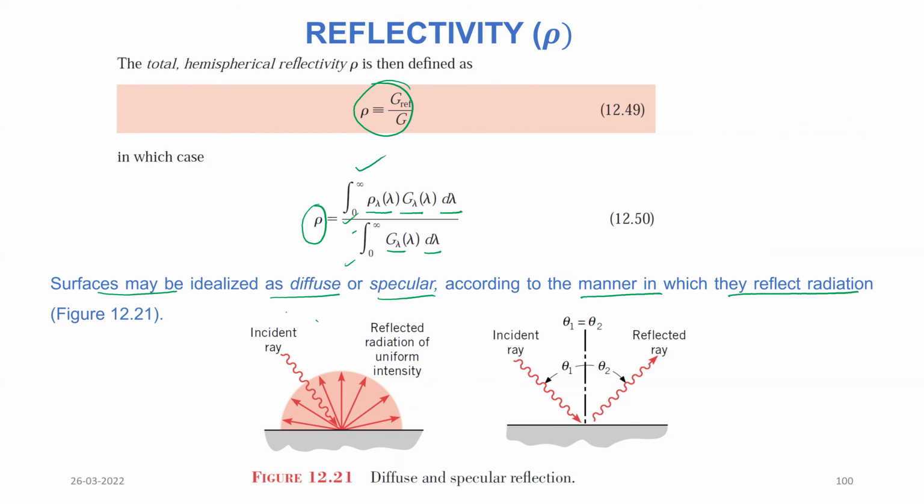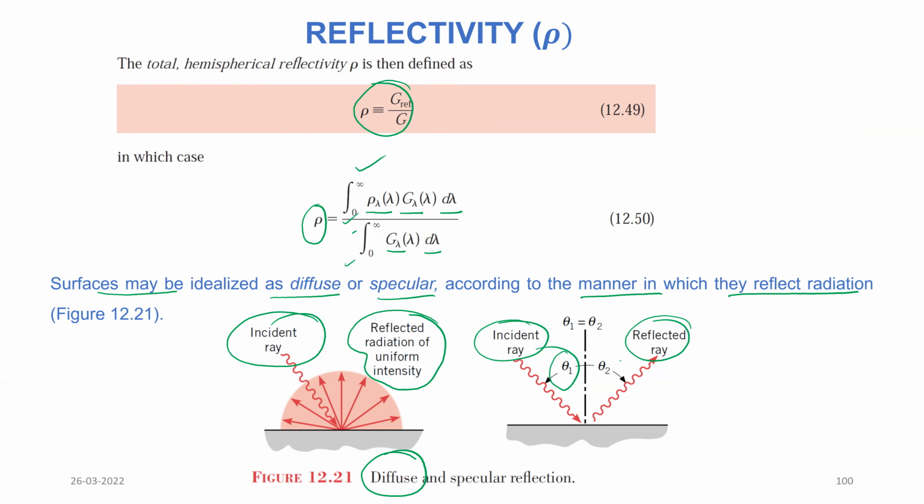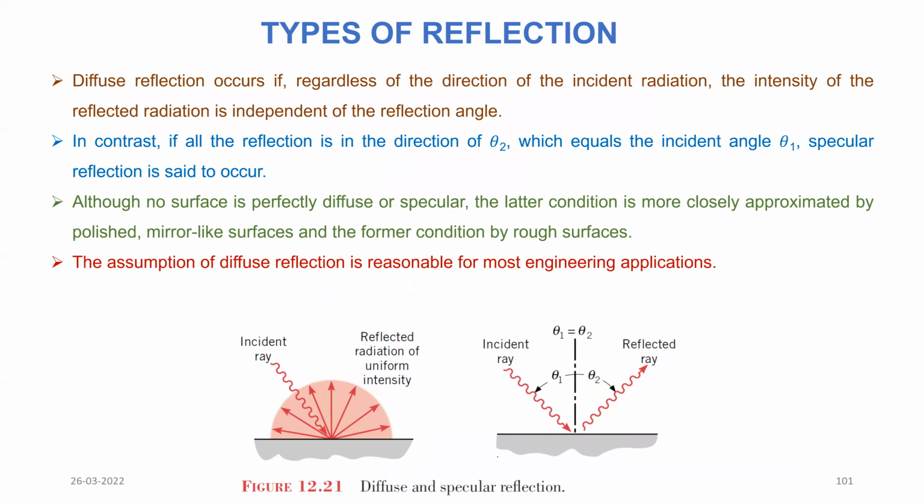You can see here the incident radiation going out as uniform reflected radiation of uniform intensity. So it's a sort of diffuse surface. And if you see this, this is the incident radiation falling at an angle theta 1, and this is the reflected ray going at an angle theta 2, but we are saying that theta 1 is equal to theta 2. So it means it's a specular reflection, meaning the energy is coming at a particular angle and also leaving at the same angle. So the angle of incidence is equal to the angle of reflection here.